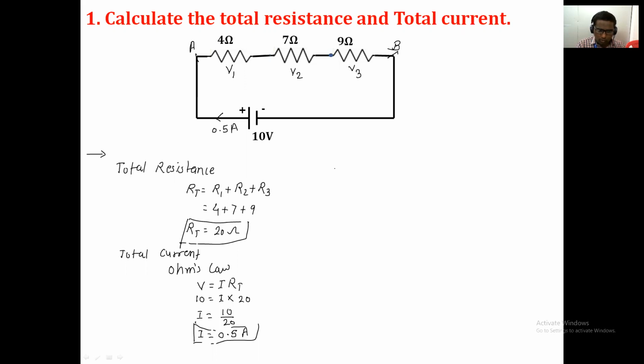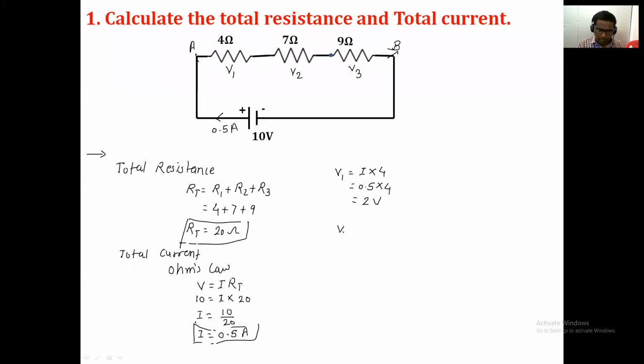So can you calculate V1 here? V1 is the voltage across the 4 ohm resistance. If I want to calculate the voltage across the 4 ohm resistance, I must know the current flowing through that 4 ohm resistance into the resistance of the resistor, Ohm's law, I into R. So what is the value of current? Which is 0.5 multiplied by 4, so that it becomes 2 volt. V1 is equal to 2 volt.